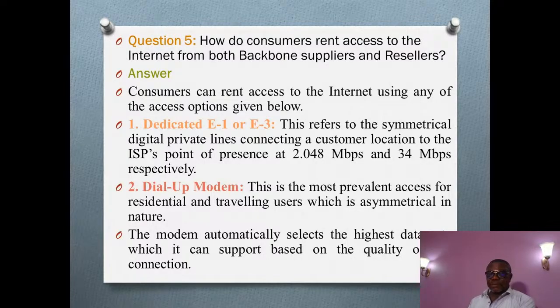At times, you use your phone, try to access the internet, you see the quality may change from the fast internet, 4G, or it gets to 3G, and so on. So it is automatically trying to select the highest data rate it can support at that time.